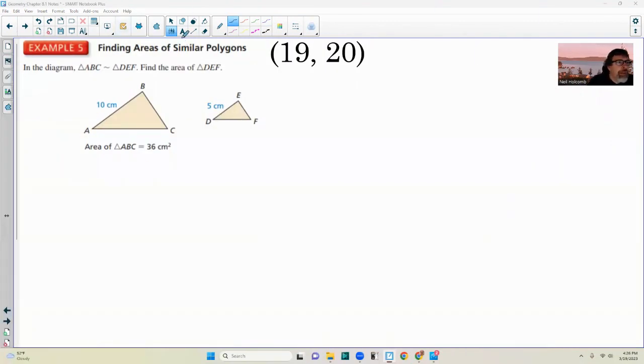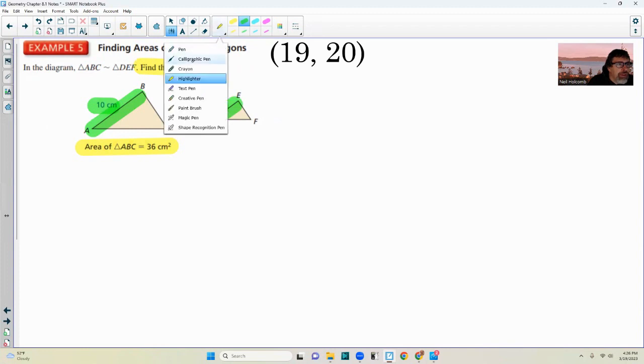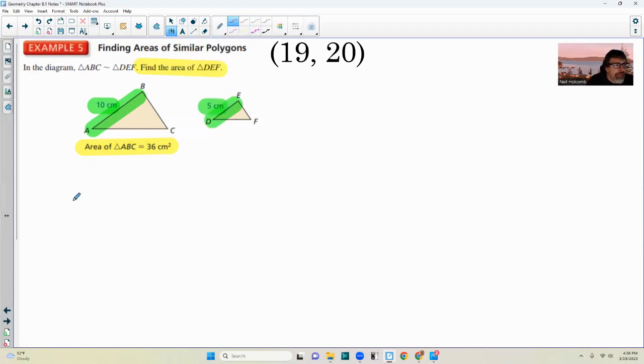Okay, so now we're putting 8.2 into practice here. It says in the diagram, triangle ABC is similar to DEF. Find the area of DEF. So here's what we know. And then what do we know about the sides? Well, AB is right here. It's 10. DE is right here. It's 5. AB is the first two letters, DE is the first two letters, so the sides correspond. Just checking everything.